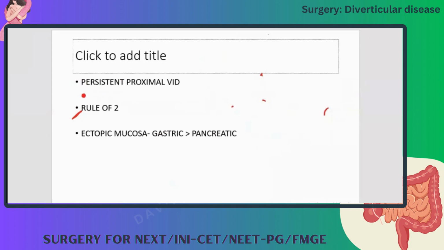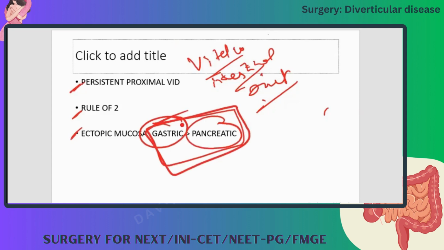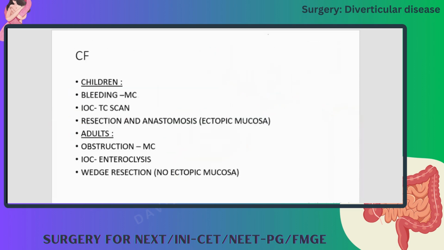VID is persistent proximal vitello-intestinal duct. And there will be presence of ectopic mucosa. Normally this is in the ileum, so it should have ileal mucosa. But ectopic mucosa, like gastric mucosa, is present. Pancreatic mucosa is present. This is the peculiarity of this one: gastric mucosa and pancreatic mucosa. In children, most often we'll see. So, clinical features. How will the children present? The children will present with bleeding.